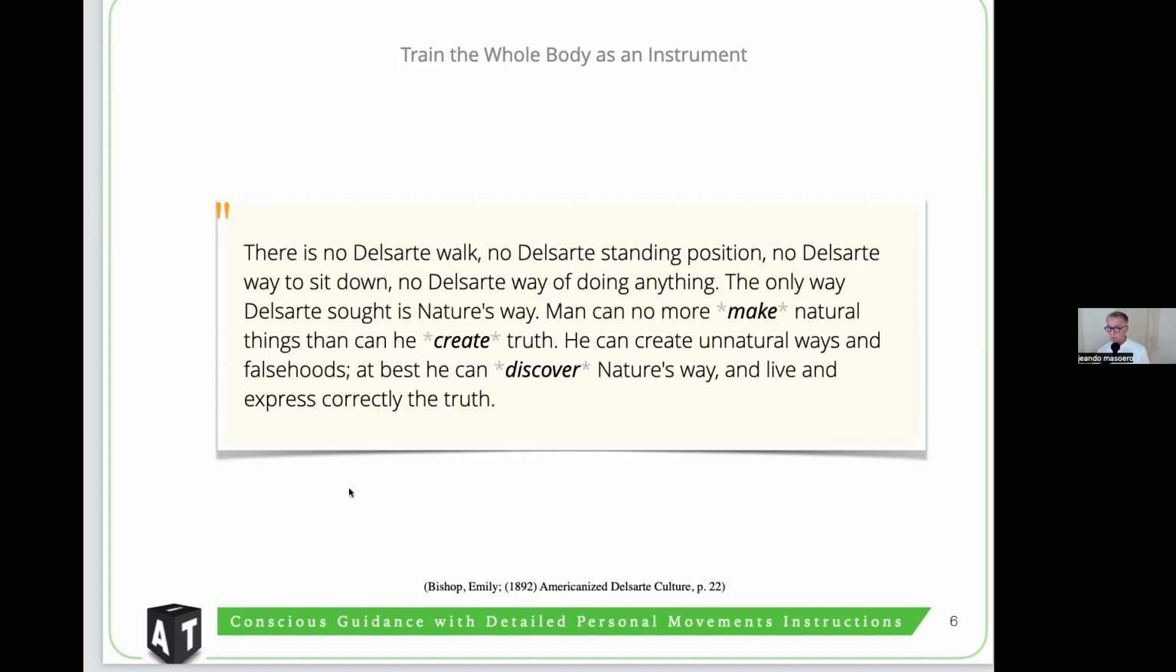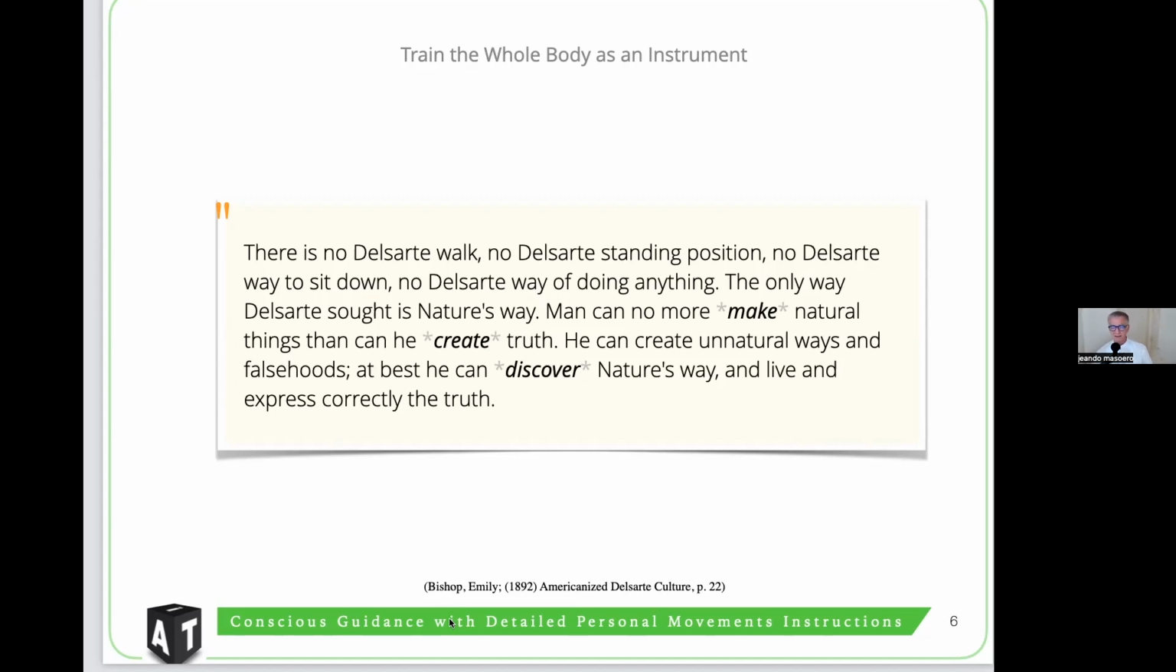So this is Emily Bishop, 1892, talking about relatively the same thing. And she says there is no Delsarte walk, no Delsarte standing position, no Delsarte way to sit down, no Delsarte way to go up on the toes or to do anything. The only way Delsarte taught is nature's way. Man can no more make natural things than he can create truth. He can create unnatural ways and falsehoods. At best, he can discover nature's way and live and express correctly the truth.